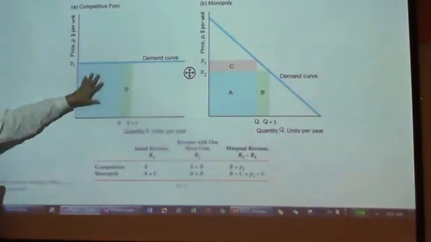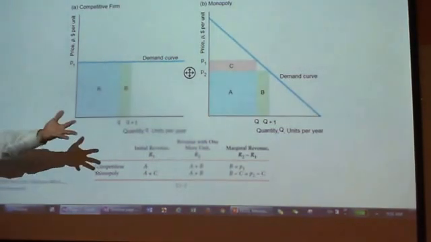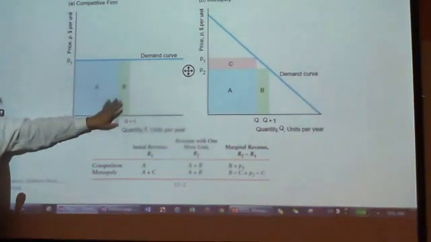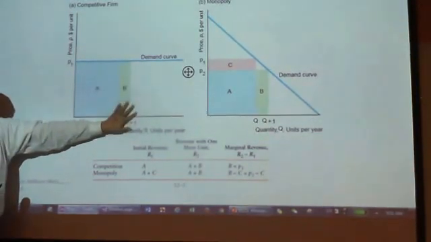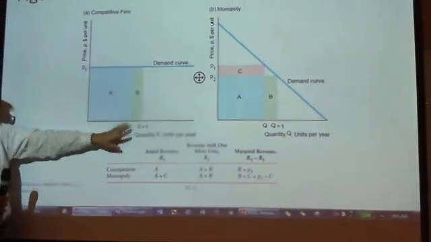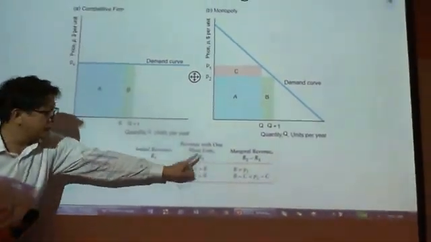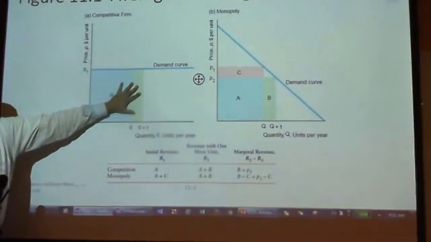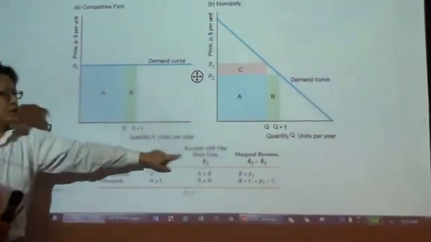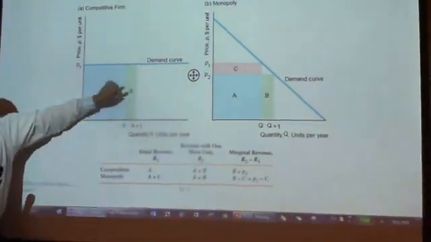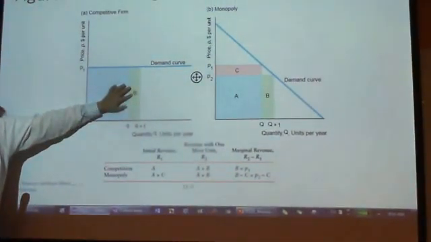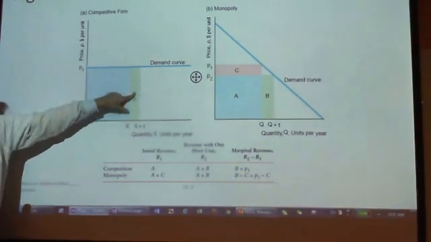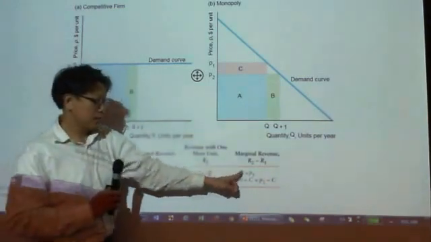If I want to sell one more unit, that is Q plus 1. You can see that if I sell Q plus 1 units, my new revenue would be A plus B. The old revenue is A. So the additional revenue I receive is just area B in this picture. What is the size of this area B? 1 times P1, which is equal to P1.